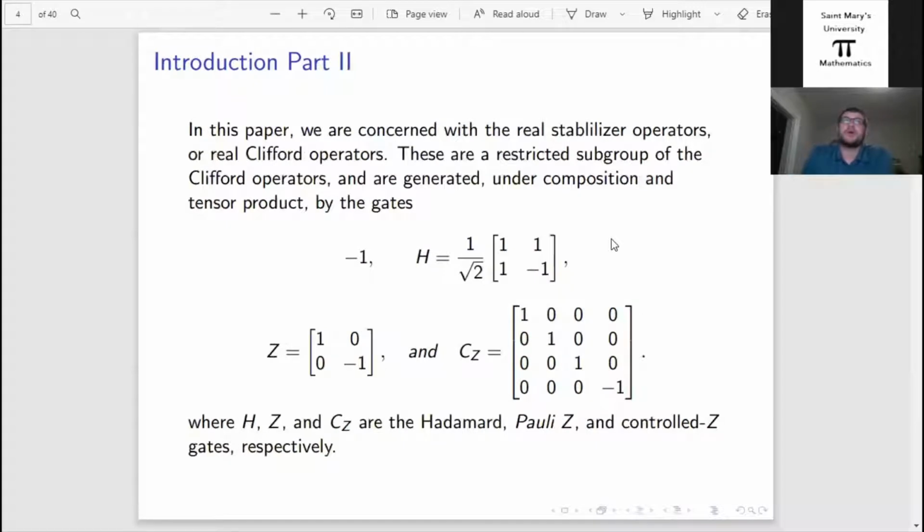We're going to worry about the restricted subgroup of the Clifford operators known as the real stabilizer operators. You can imagine this as the Clifford operators, except realizing everything. Our omega becomes just the scalar -1, which squares to 1. We still have our Hadamard since it's real, but for the phase gate we take its square, which comes out to the Z gate, and we still have the controlled Z. These are going to be our generators.